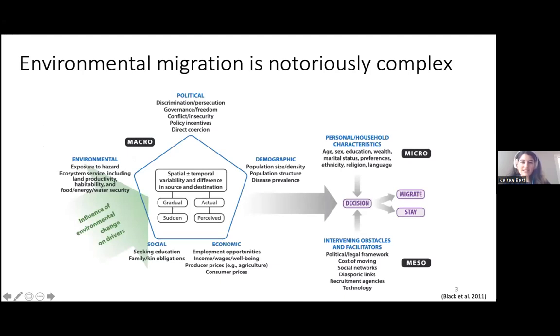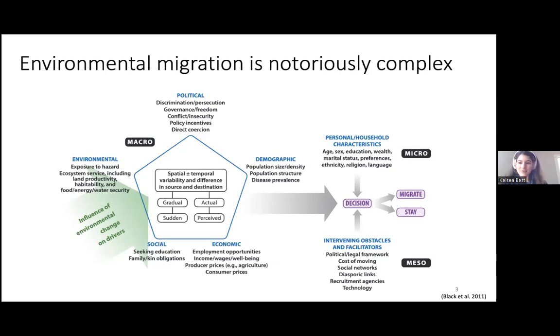So to get us started, the question I'm really interested in and all of my dissertation work has been looking at is the question of environmental migration. So any kind of human migration where environmental change, including potentially climate change impacts, might influence that decision to migrate. And it's important to note that the decision to migrate is notoriously complex.